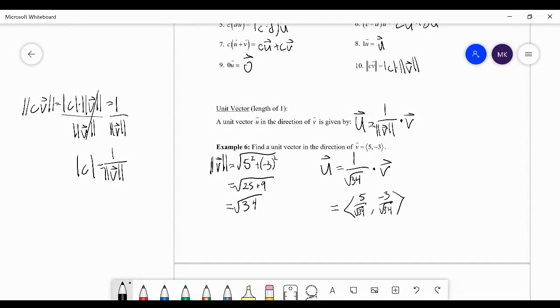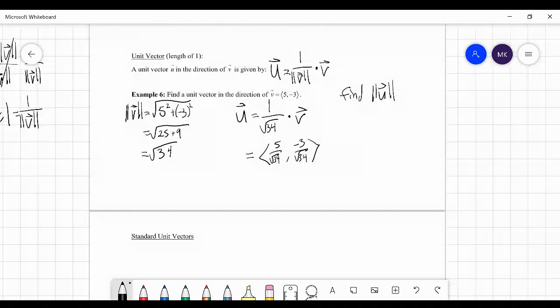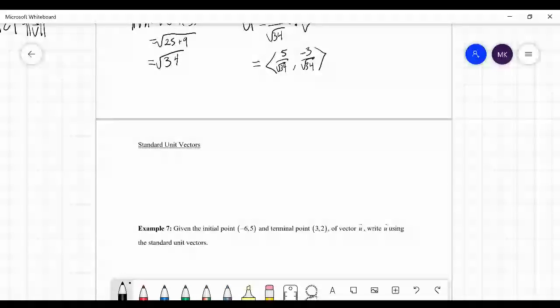And now I'm going to leave it to you. I want you to check this. So what I'm saying is find the magnitude of u. I want you to actually use your calculator, put in these numbers, square them, add them, take the square root of that, and see what you get. So make sure it is 1. If it's not 1, email me because I did something wrong. I didn't. So if it's not 1, double check your mathematics, make sure that you're actually doing everything right, and you're good to go.